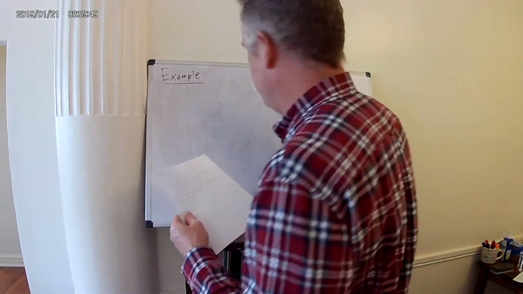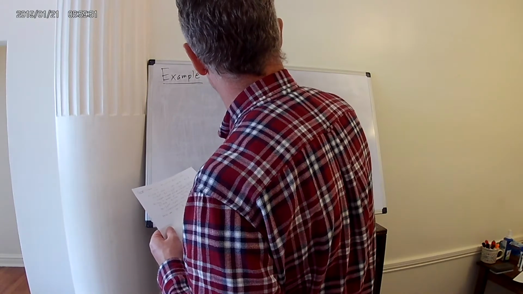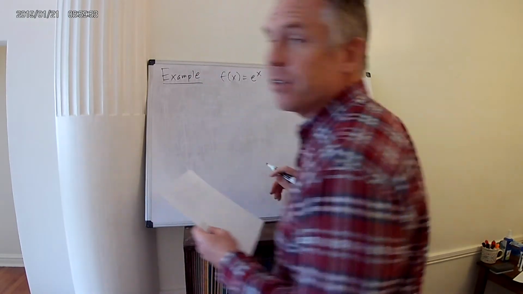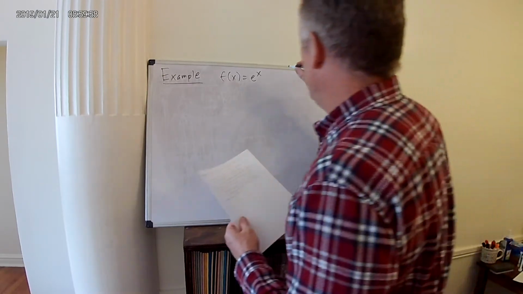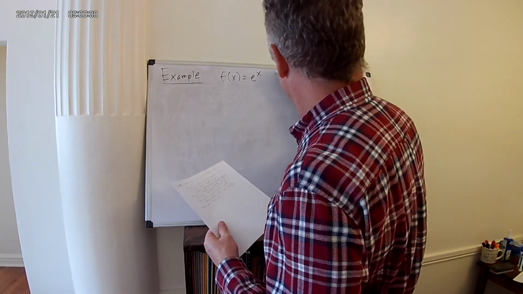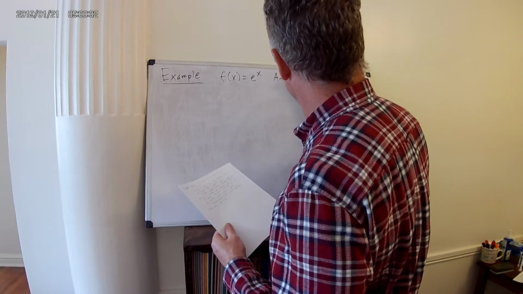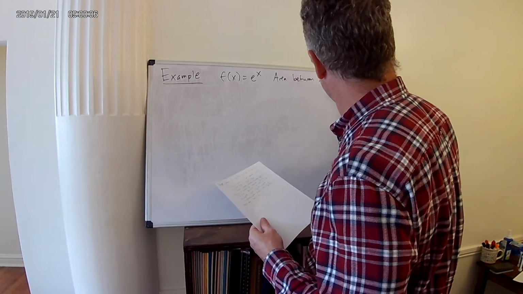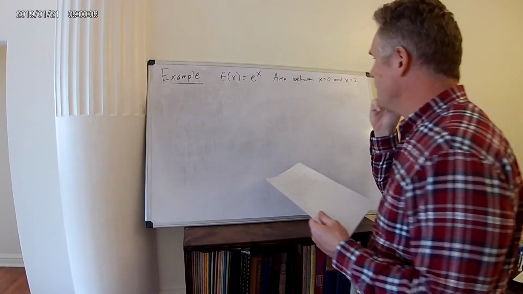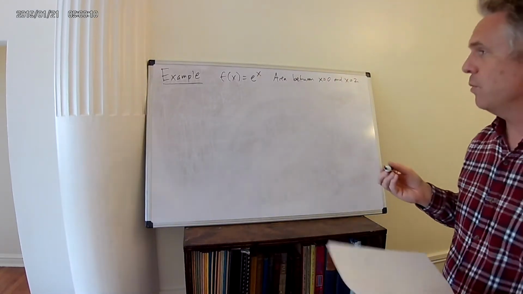And in this example, we're going to consider the function f of x equals e to the x, the simple exponential function. And we're going to be interested in estimating the area between x equals 0 and x equals 2. We're going to estimate the area between x equals 0 and x equals 2.